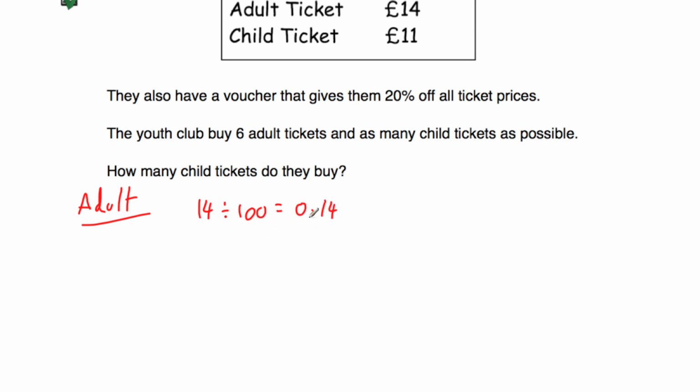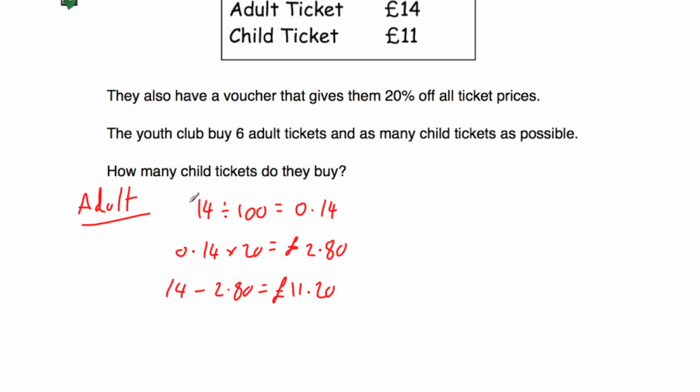That's 1%. I'm now going to times that by 20. So 0.14 multiplied by 20 is equal to 2.8 or £2.80. So that's the discount they get, so we just need to take that away from the £14. So 14 take away £2.80 is equal to £11.20. So that means the price of an adult ticket is now £11.20 whenever we reduce the price by 20%.